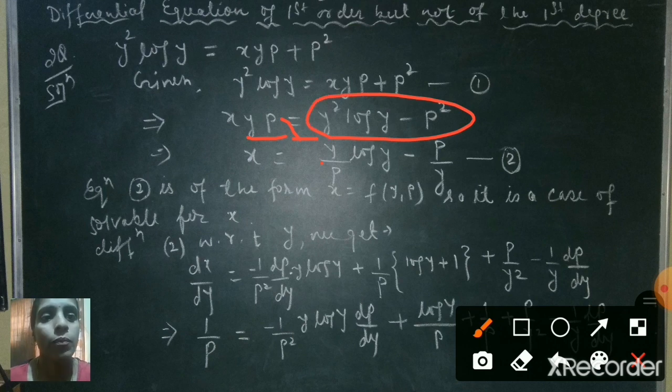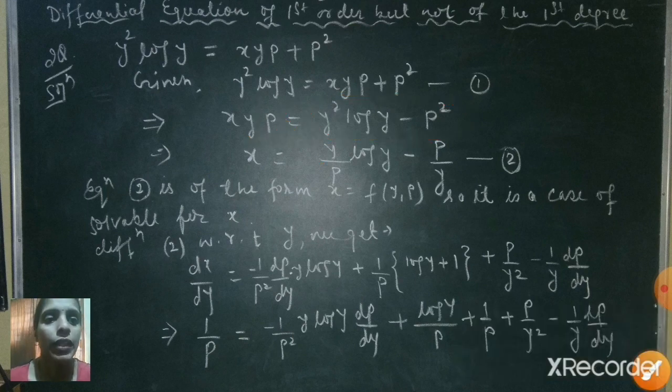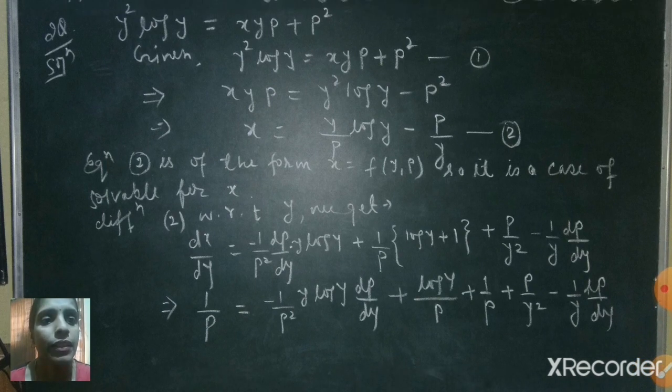While putting this term, y and y get cancelled, so we are left with log y divided by p from the first factor, and minus p square divided by yp, then p and p get cancelled from the second one, and we are left with p by y. Okay, so here we have x equals y by p log y minus p by y, and we put this as equation number 2.